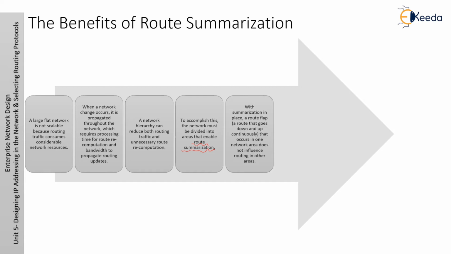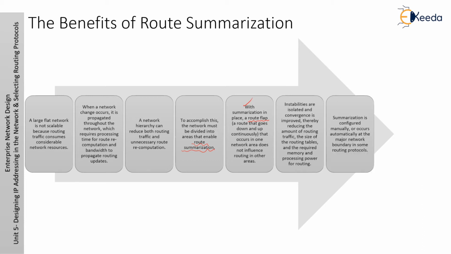With summarization in place is a route flap. This is standard terminology. A route flap, a route that goes down and up continuously, that occurs in one network area does not influence routing in other areas. Then instabilities are isolated and convergence is improved, thereby reducing the amount of routing traffic, the size of the routing table, and the required memory and processing power for routing.